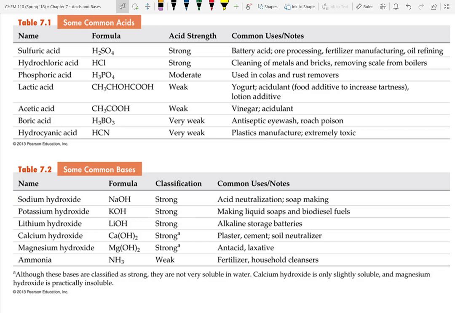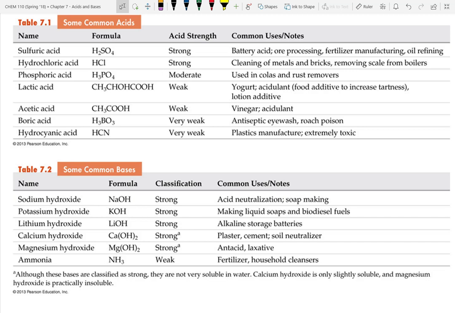Next one is lactic acid. Lactic acid is found in yogurt. It's the thing that gives yogurt that kind of tart flavor. It's also found in your muscles when you work out a lot. So how many of you have gone on a long run and felt that burning sensation? Yeah, that's lactic acid building up in your muscles. So it's a biological chemical as well. Acetic acid, the next one down, that's found in vinegar. So vinegar's formal name is acetic acid.